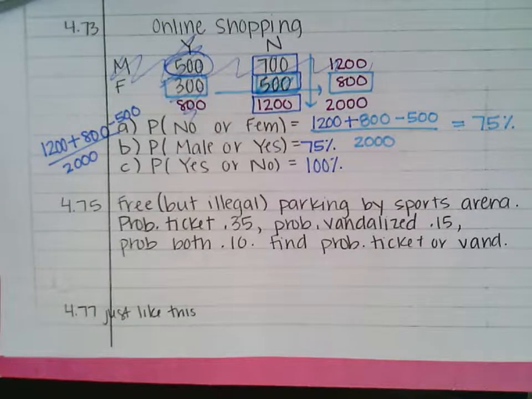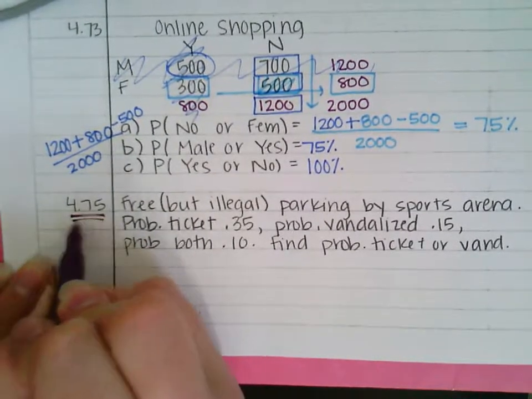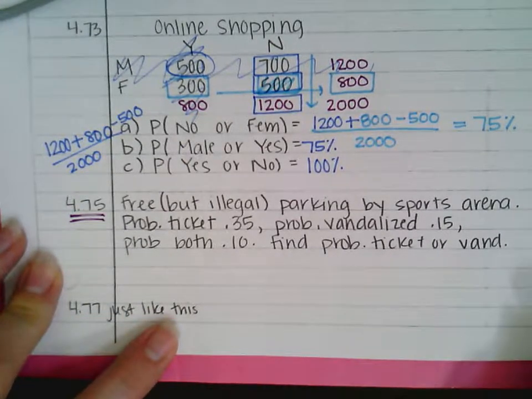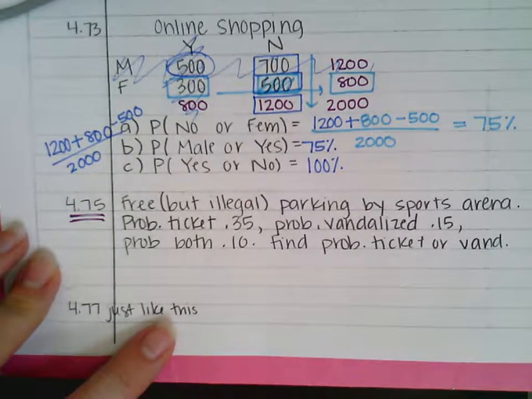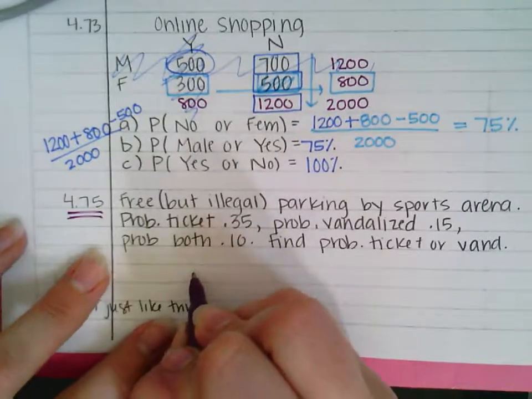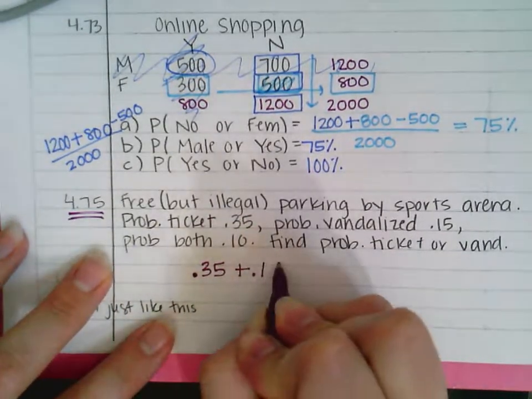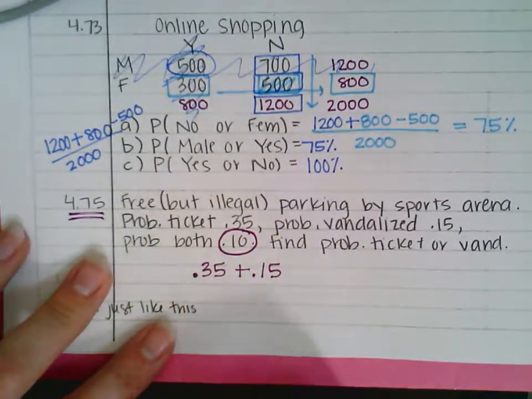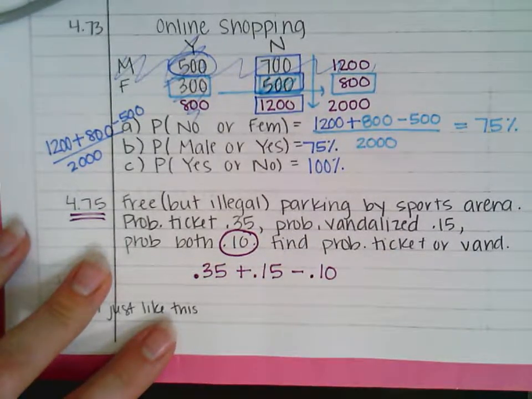All right, the last problem in this review video we're going to go over is problem 475. There's free but illegal parking by a sports arena. The probability that you get a ticket is 0.35. The probability you get vandalized is 0.15, and both is 0.10. So again, if I were to just add up those two pieces, I counted the joint probability twice. So I need to subtract that out once.